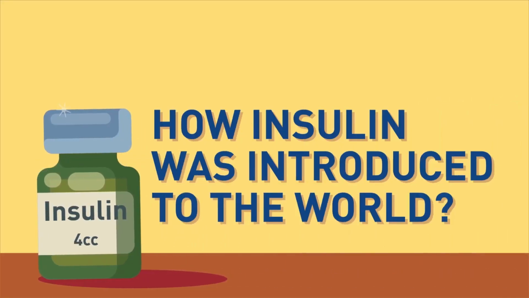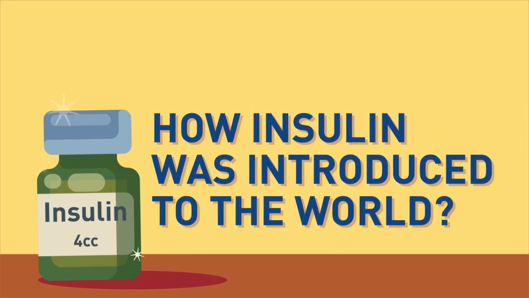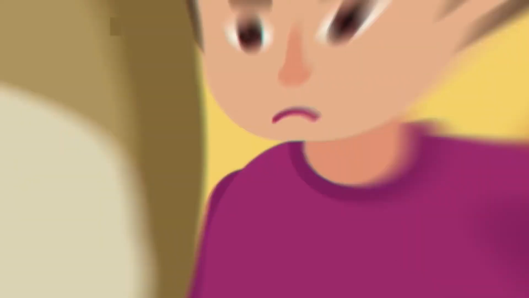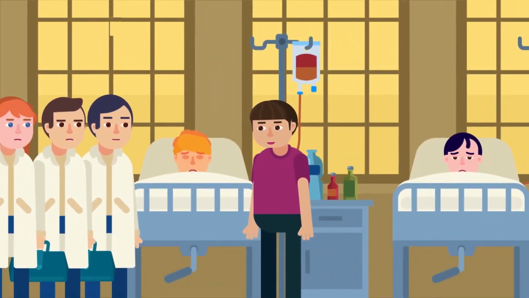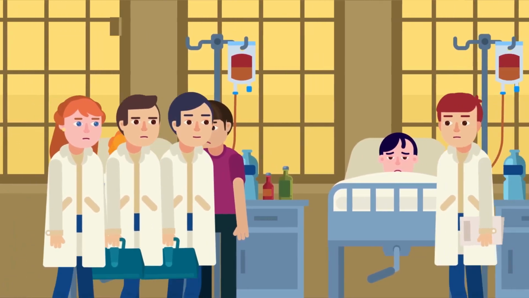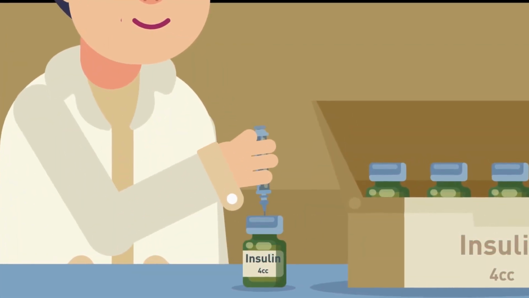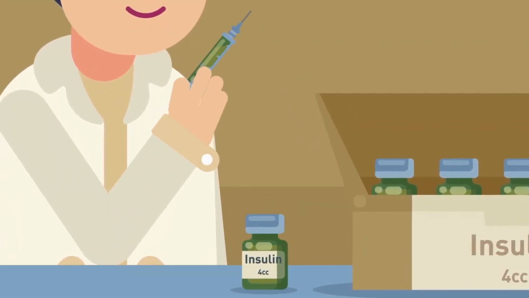How insulin was introduced to the world. In 1922, at the University of Toronto, the scientists went to a hospital ward full of diabetic children, most of them comatose and dying from diabetic ketoacidosis. This is known as one of medicine's most incredible moments.